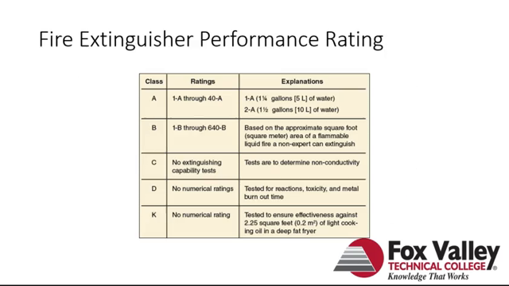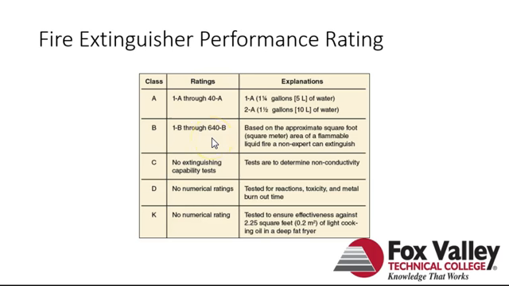Okay. As we get into our fire extinguisher performance ratings, every fire extinguisher is going to have a letter. It could be A, it could be ABC, it could be AB, all depending on what it is. It could be a D or it could be a K. And then if it's an A or B, you're also going to have a number. That number is going to be anywhere from 1A to 40A or 1B to 640B.